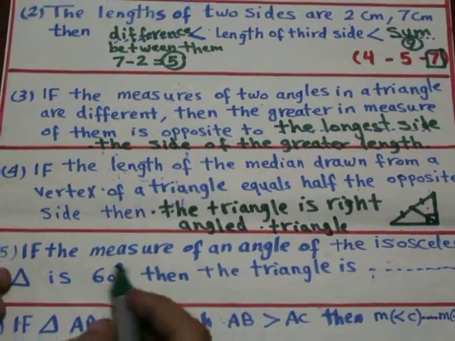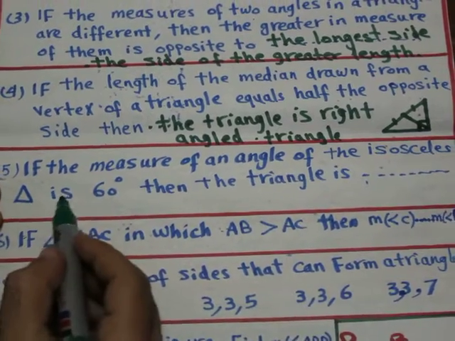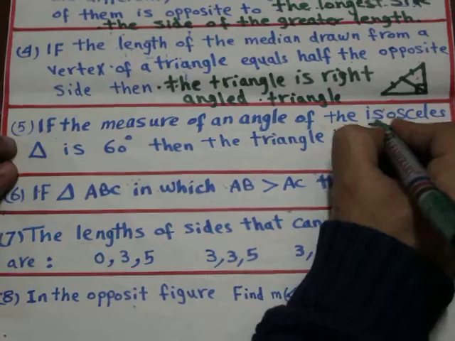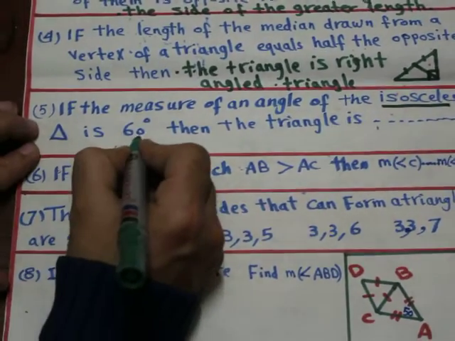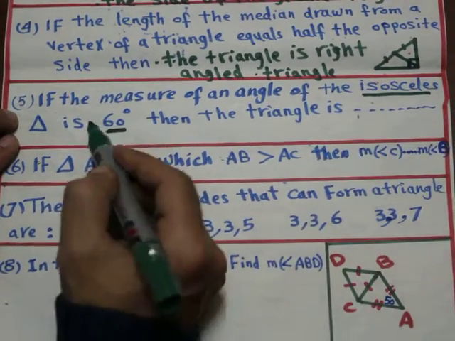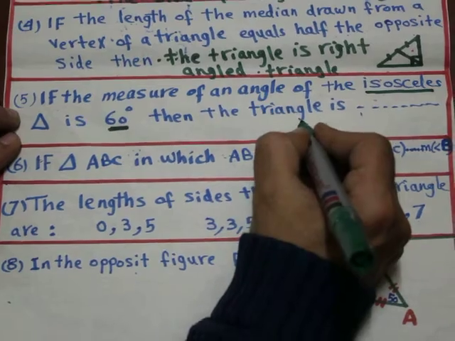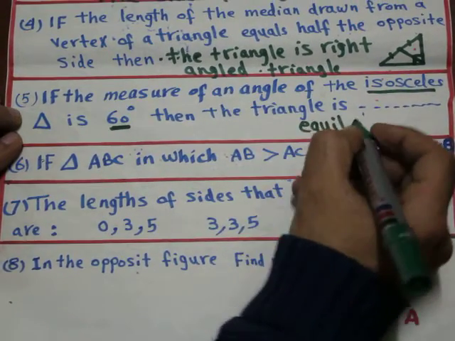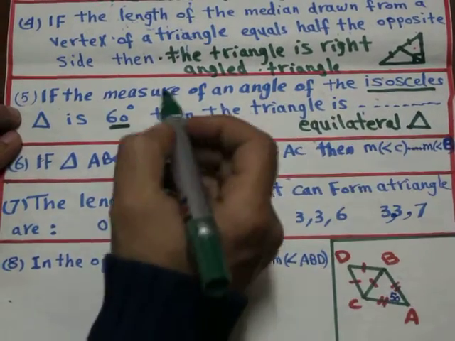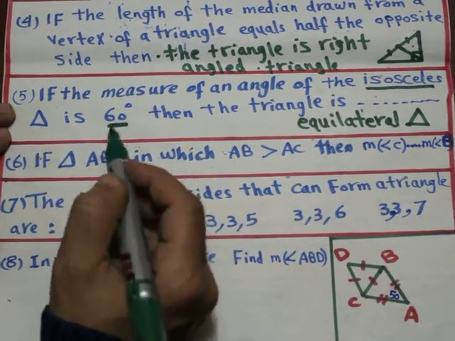Number 5. If the measure of an angle of the isosceles triangle is 60 degrees, then the triangle is, so we have an isosceles triangle and we have an angle of measure 60. If you find an isosceles triangle with an angle of measure 60 degrees, then the triangle is equilateral, because we have an isosceles triangle and it has an angle of 60 degrees.